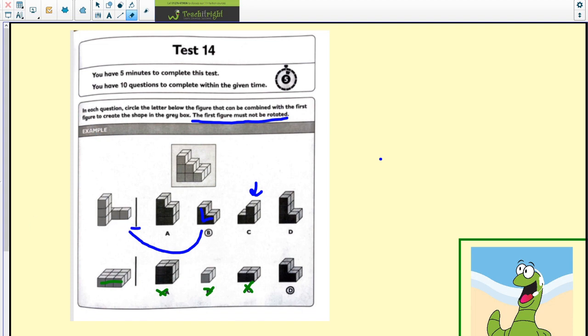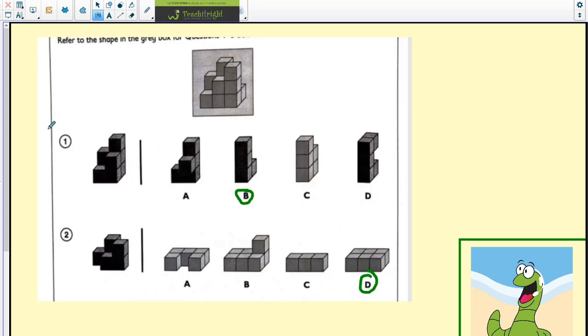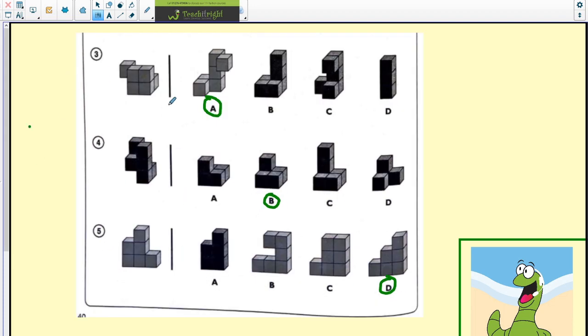Right, let's get ready to run through the answers. Right, let's begin. Question 1, the answer is B. Question 2, the answer is D. Question 3, the answer is A. Question 4, the answer is B. Question 5, the answer is D. Next page.